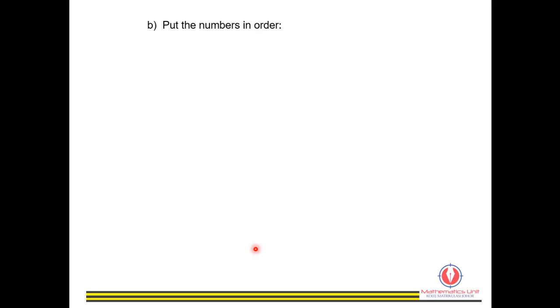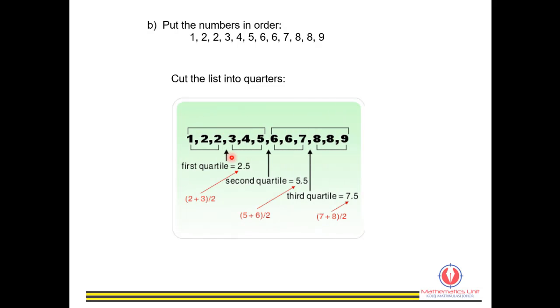Next, B, same, you put the numbers in order. After that, you cut the list into quartiles. You will get this is the first quartile, this is the second quartile, and then this is the third quartile. So how to find the first quartile? The first quartile is the midpoint between 2 and 3.